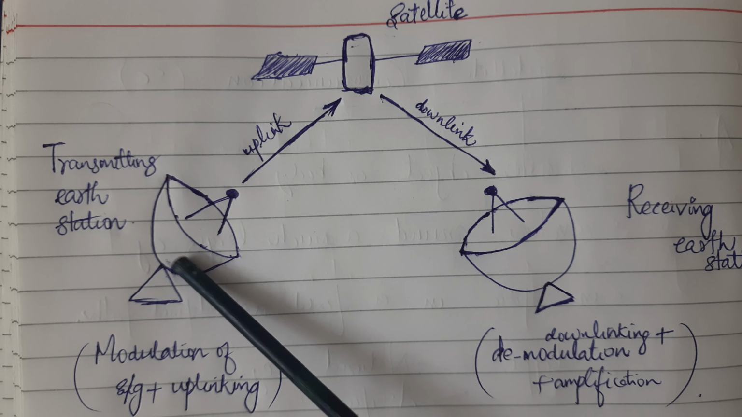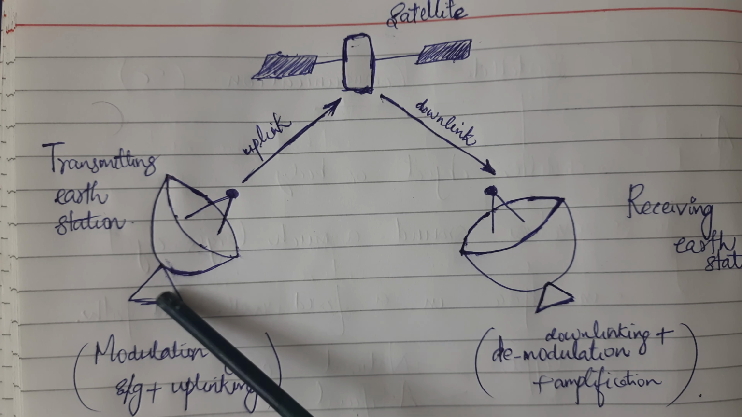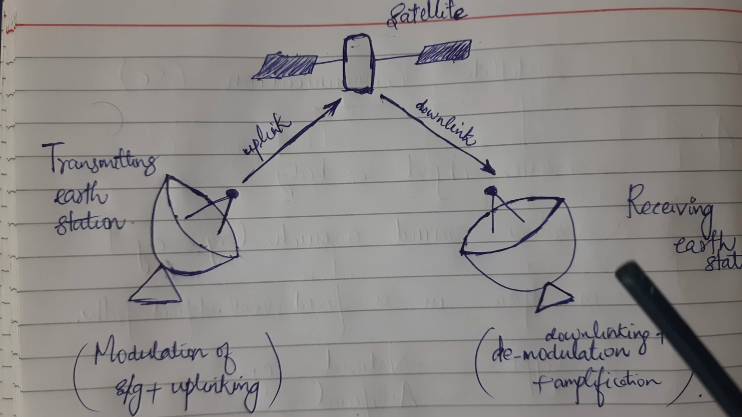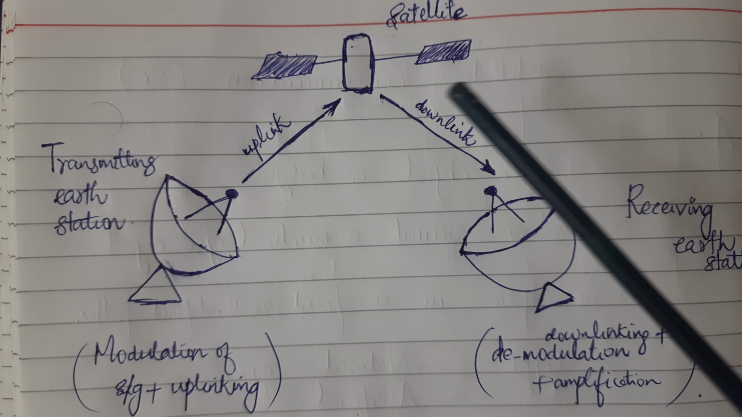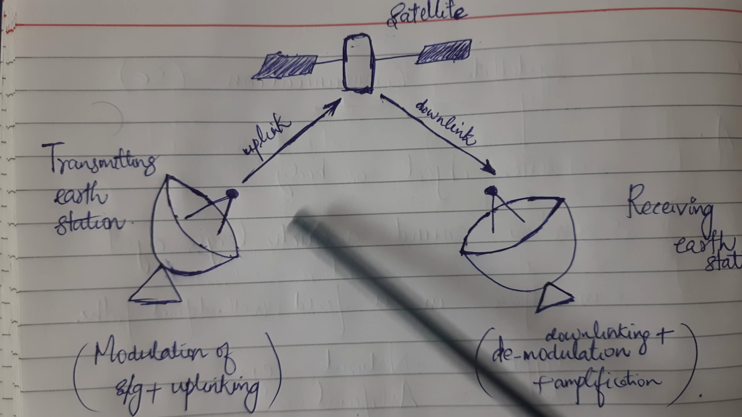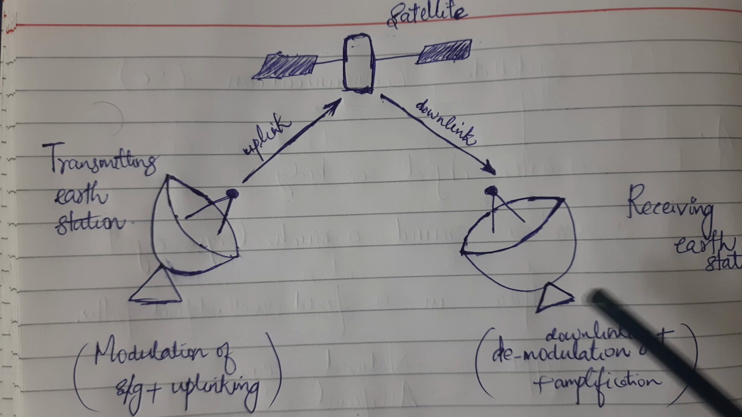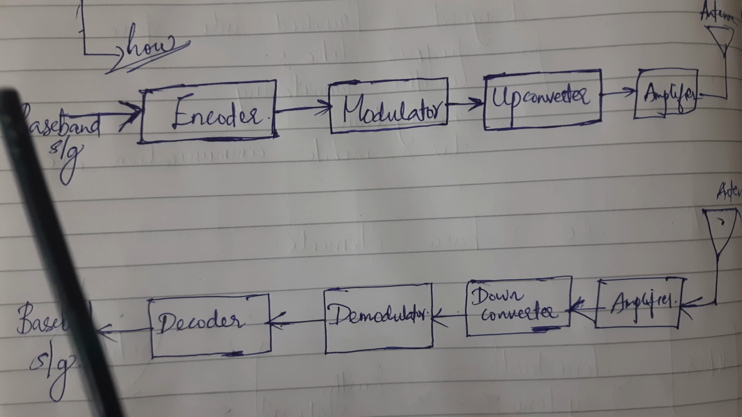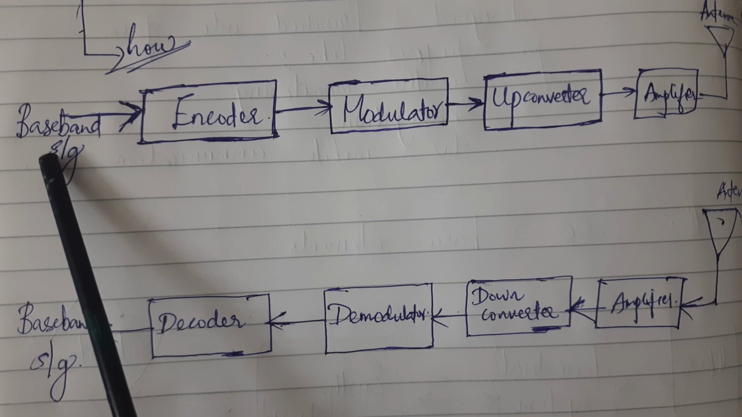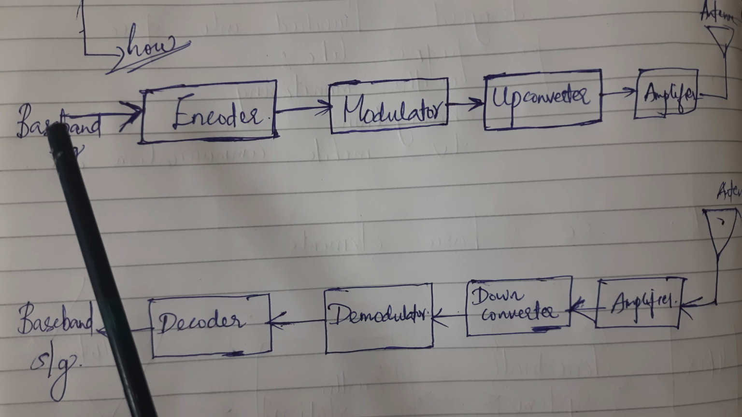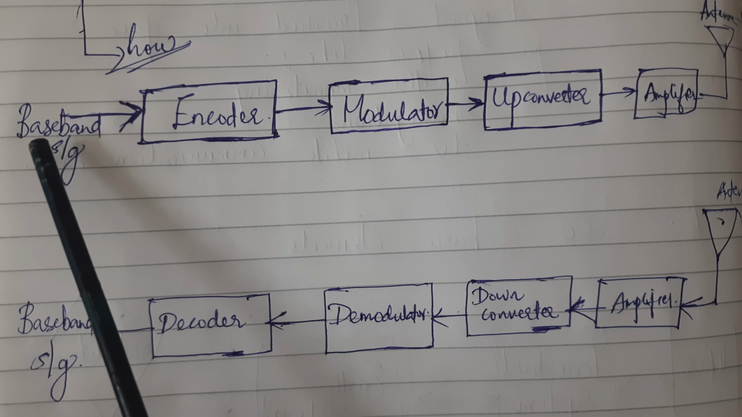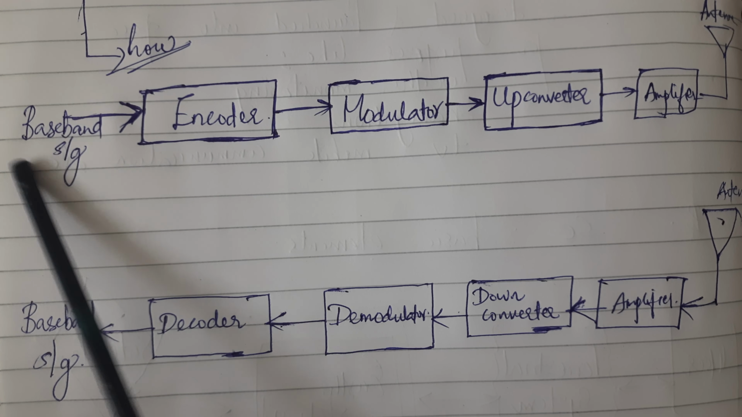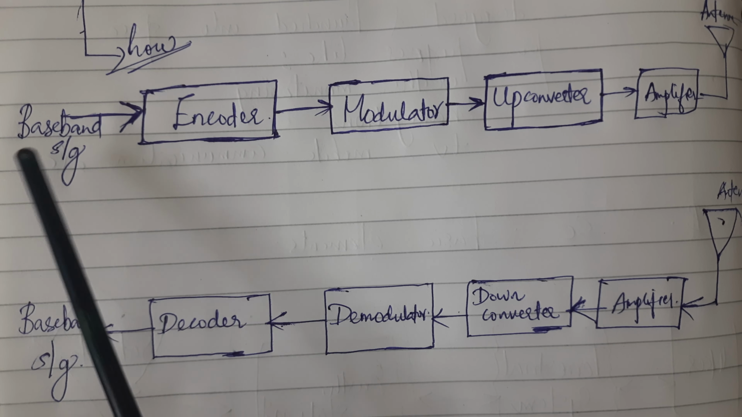But from sending the data here to receiving it there, there are certain processes involved, and in receiving the data from the satellite at the receiving station, there are also certain things involved. We will see what is happening at the transmitter earth station as well as at the receiver earth station. At the transmitter station, the user's query comes through the communication network and reaches the transmitting earth station. This is the base signal from the user.